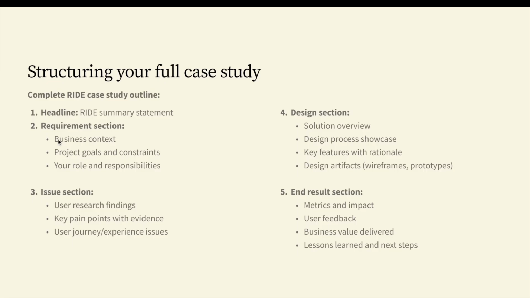And then comes the requirement section. In this, as we have already seen, it includes the business context, which could be the industry, company size and market position. And then there are project goals and constraints, which include certain goals or objectives of the project, what we are trying to achieve in this project as a designer, and then we'll also add the timeline, whether it is 4 weeks or a retainer project.